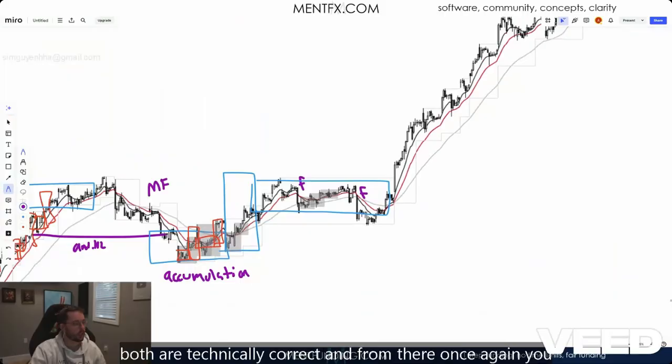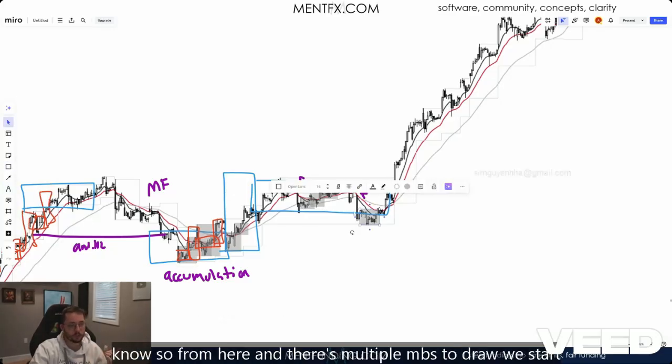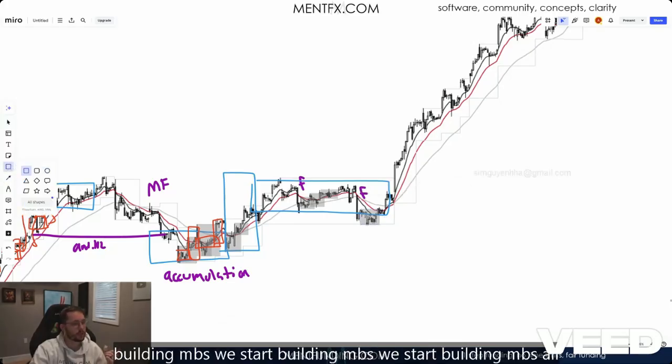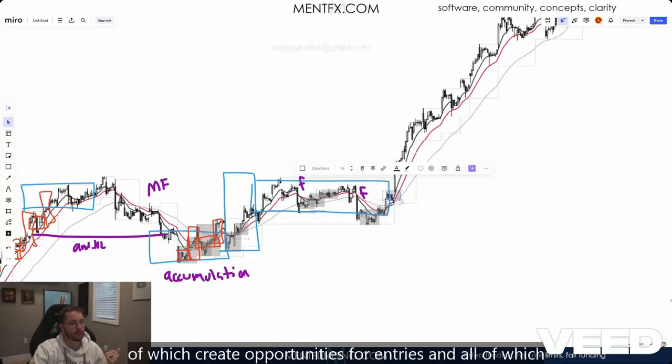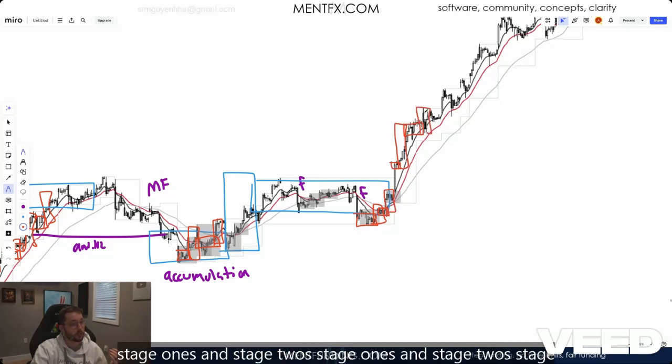Both are technically correct. And from there, once again, you know that within a stage 1, we start to build MBs, as we know. So from here, and there's multiple MBs to draw, we start building MBs, all of which create opportunities for entries and all of which are basically creating smaller fractal stage 1s and stage 2s, stage 1s and stage 2s.